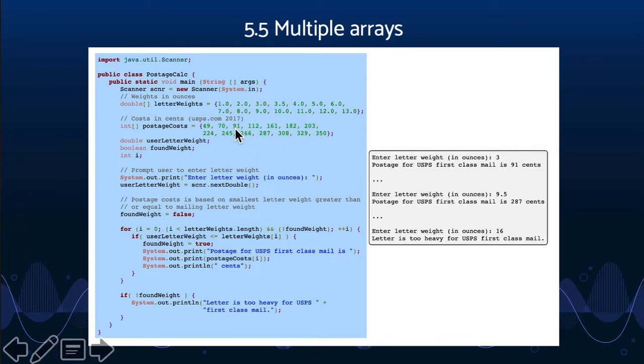So index 3 is 91 cents. So the postage for UPS first class mail is 91 cents in this case. Clear? Yeah.